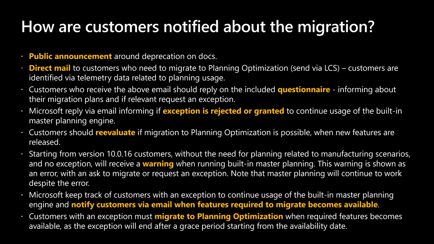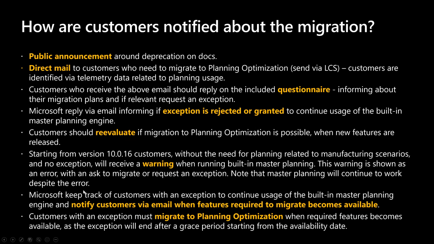And then it's important to notice that from version 10.0.16, we introduced a warning. I will talk a bit about that on the next slide as well. So it's basically showing up as an error when master planning completed, telling you that it seems like you should be able to use planning optimization, and that we suggest to start to migrate or request an exception, and you would need an exception to avoid this warning. And also notice that this warning is not shown for everyone. It's only for certain scenarios. I'll get back to that as well.